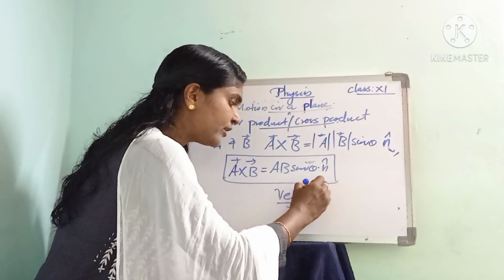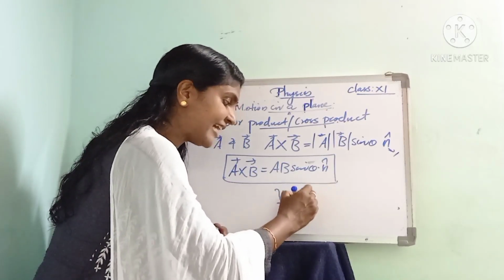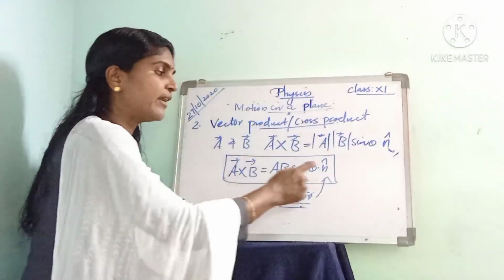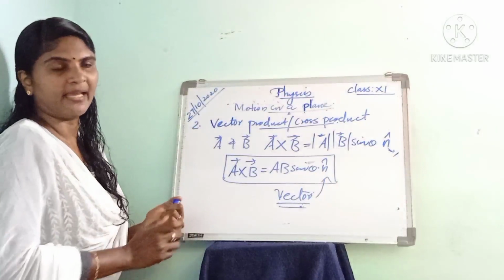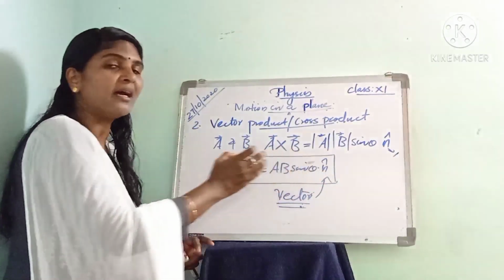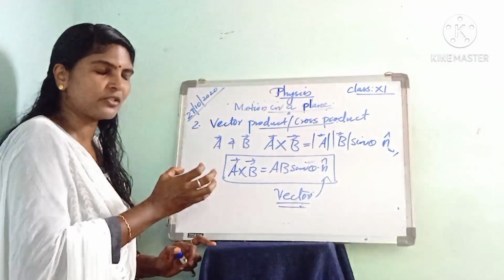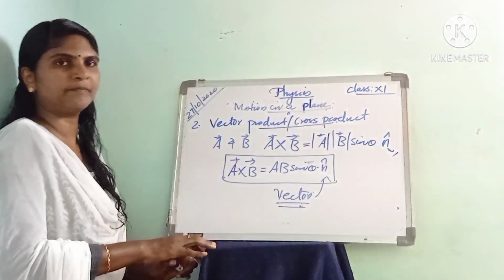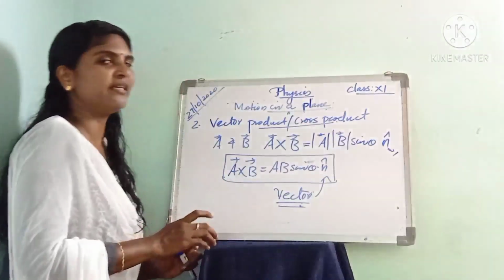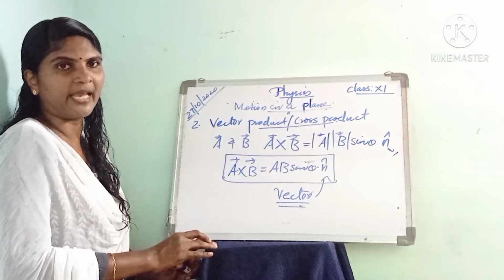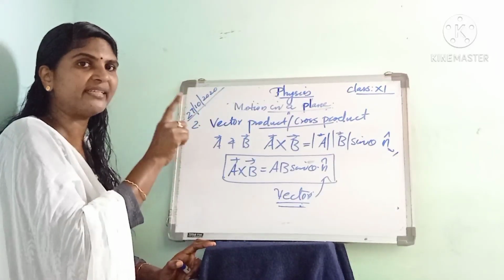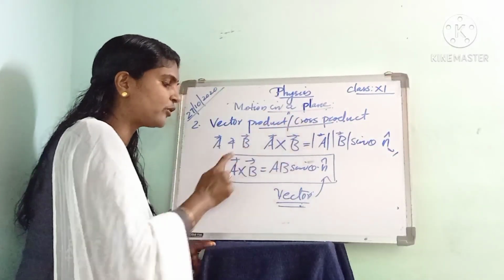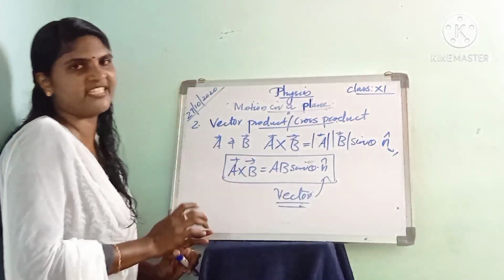In order to represent that physical quantity as a vector, we have to mention the unit vector. That is the significance of the unit vector here. So it shows that the vector product or the cross product of two vectors is a vector, represented by the unit vector n cap. You know the dot product or the scalar product of two vectors must be a scalar, but here the vector product or the cross product of two vectors must be a vector.